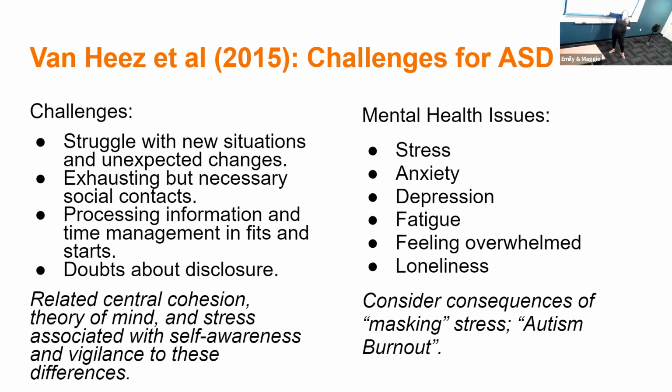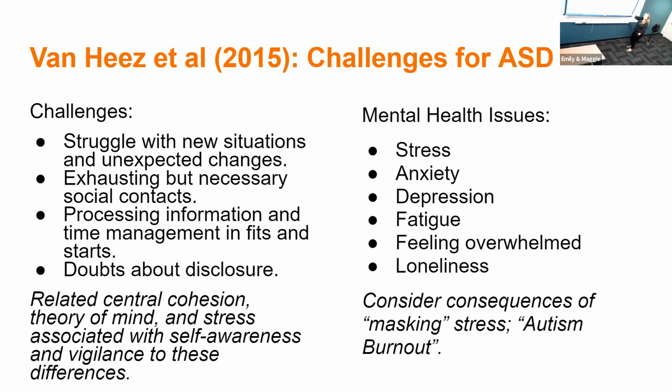But I think the biggest component is stress. Stress because these students are self-aware. They understand what their challenges are. They're very vigilant to their differences and are trying to mask their autistic tendencies, if you will, quote unquote, which can really be exhausting and can lead to a lot of stress. So as a result, we see these comorbid mental health issues: stress, anxiety, fatigue, feeling overwhelmed, and loneliness.